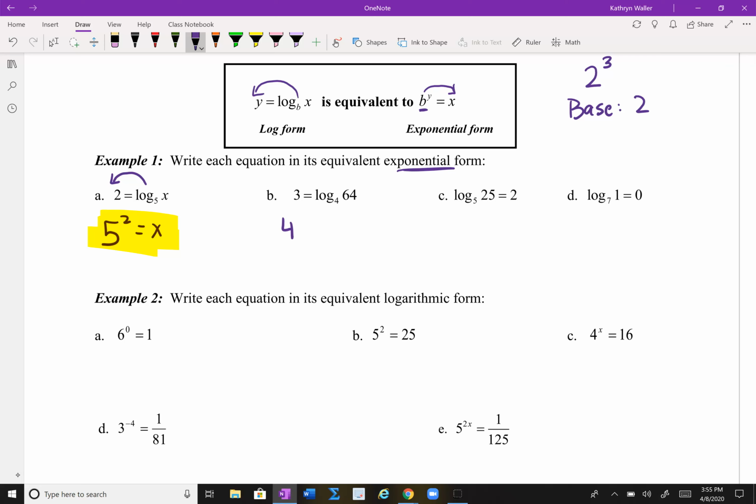Okay, question b, you write down your base, which is 4. You raise it to the other side, which is 3, is equal to, the only thing we haven't written down yet, 64. Okay, this one right here, base is 5, raised to the other side, which is 2, is equal to 25. Okay, this one right here, base is 7, raised to the other side, which is 0, is equal to 1, and those are your answers.